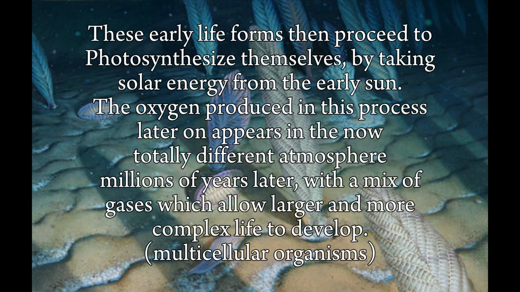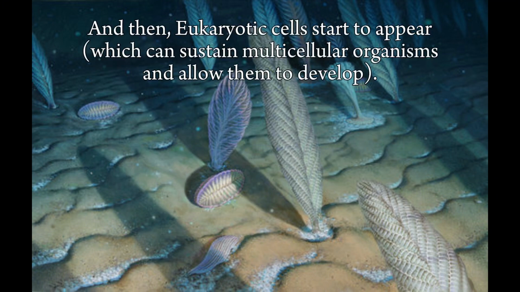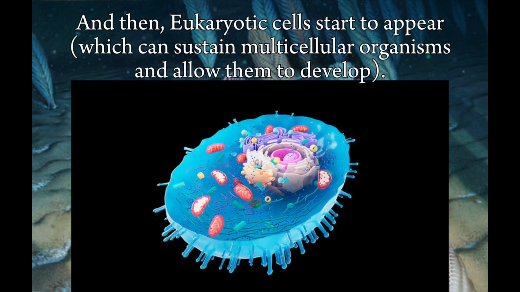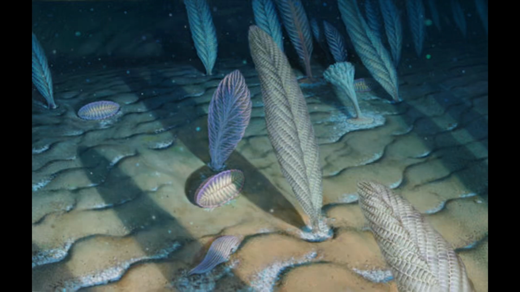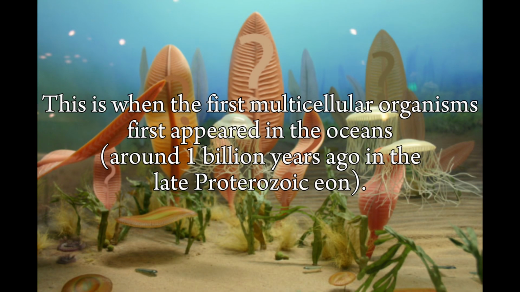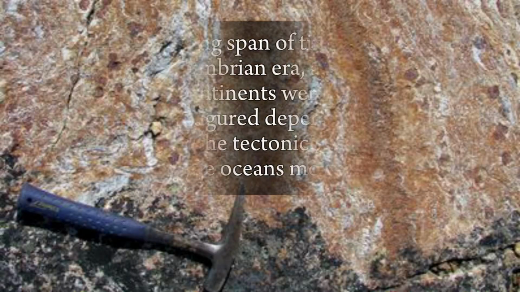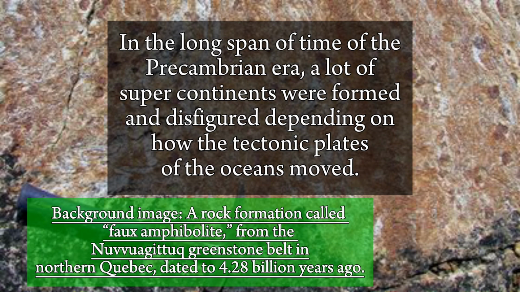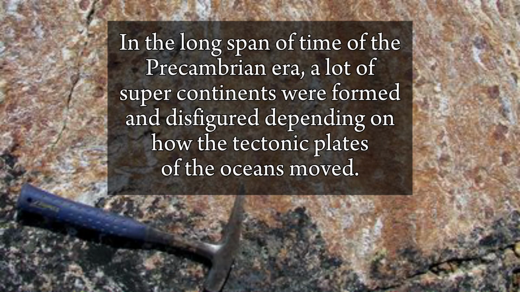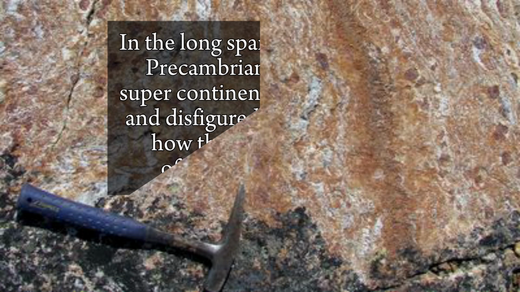Millions of years later, with a mix of gases which allow larger and more complex life to develop, multicellular organisms. And then eukaryotic cells start to appear which can sustain multicellular organisms and allow them to develop. This is when the first multicellular organisms first appeared in the oceans around 1 billion years ago in the late Proterozoic Eon. In the long span of time of the Precambrian era, a lot of supercontinents were formed and disfigured depending on how the tectonic plates of the oceans moved.